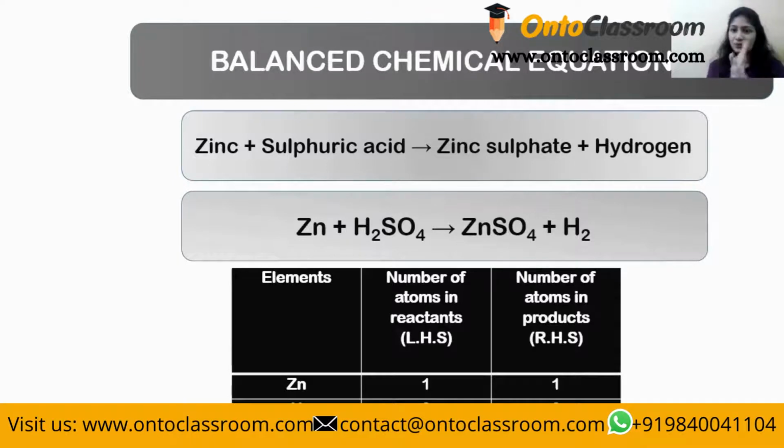Now compare the 2 columns. Zinc, hydrogen, sulfur, oxygen. Check. All are right. Isn't it? All are equal. That means this equation is already balanced and you don't have to do anything to balance this equation ahead. Okay, but in case the equation is not balanced, then you need to balance the chemical equation.